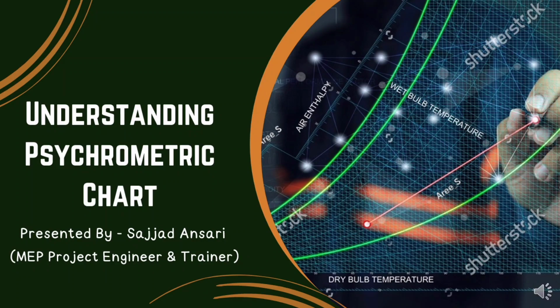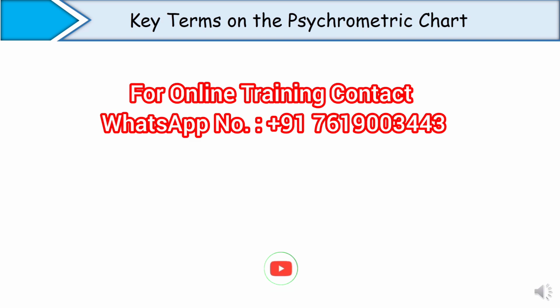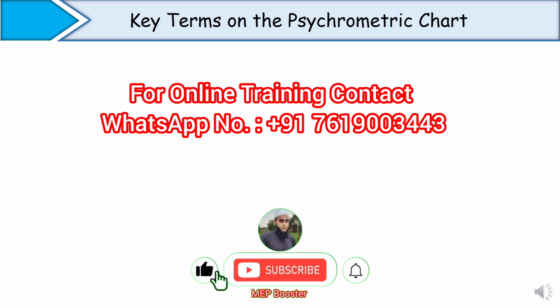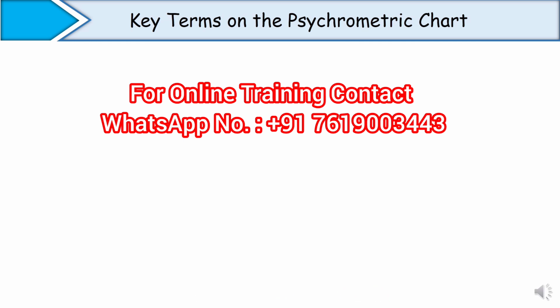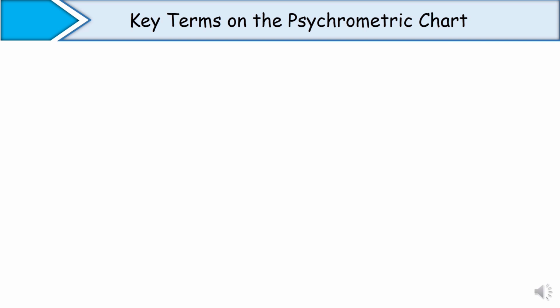So in this lecture, we have to understand the psychrometric chart. So let's start. Now we'll discuss the next topic, the key terms on the psychrometric chart. Understanding these key terms is essential for analyzing air condition and designing effective HVAC systems. Here we'll show you a detailed explanation of important terms like dry bulb temperature, wet bulb temperature, relative humidity, etc. So let's start.